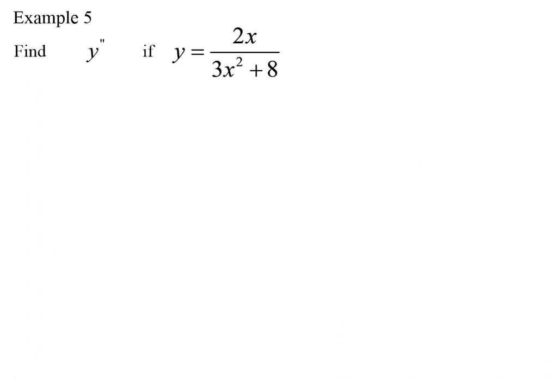Let's look at another example. This is our final example for this lesson. Find y double dash if y equals 2x over 3x squared plus 8. Again, we have a fraction here, so I'll use the quotient rule. So the numerator, so u is 2x, and v is the denominator, which is 3x squared plus 8.